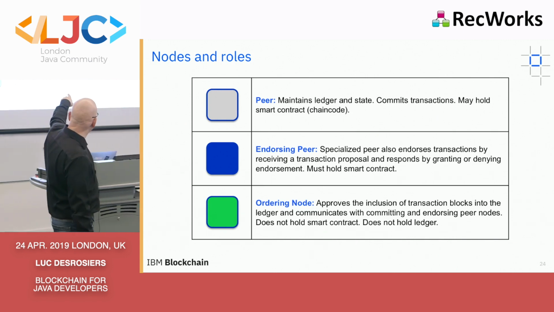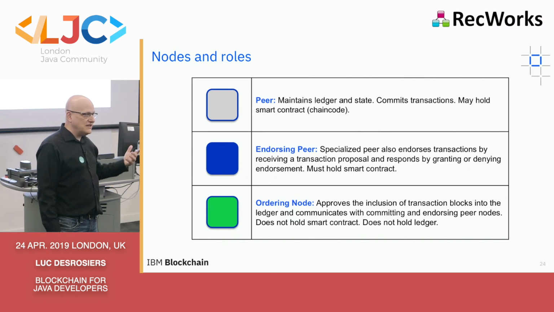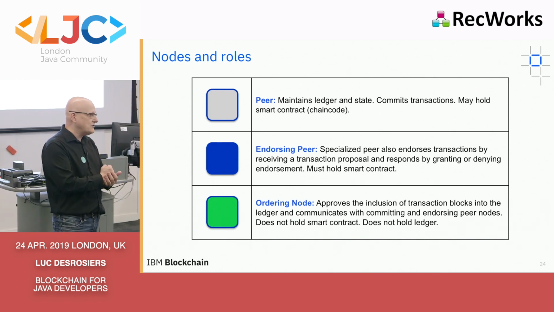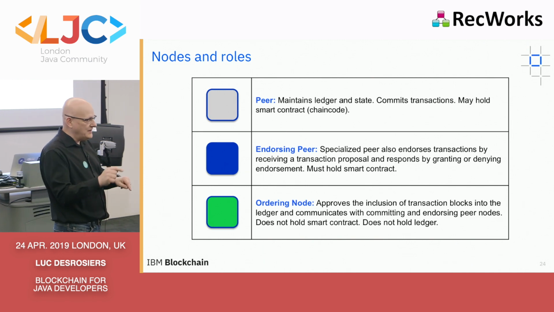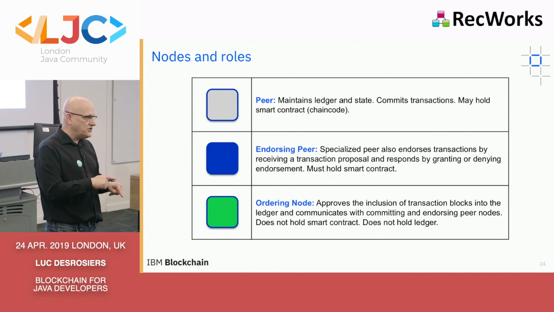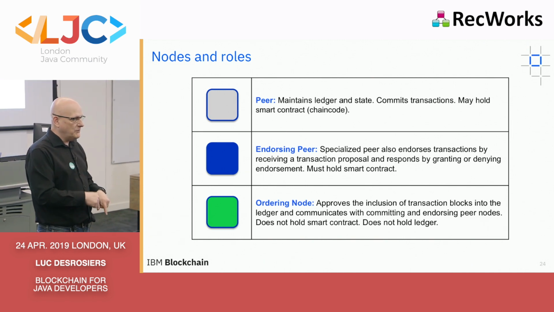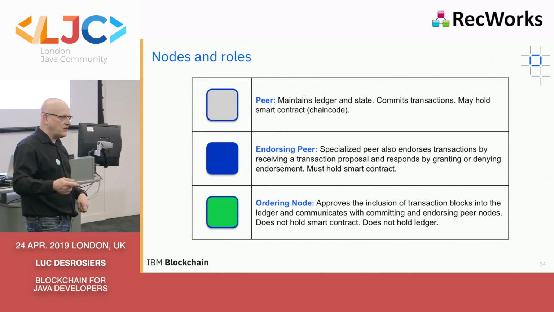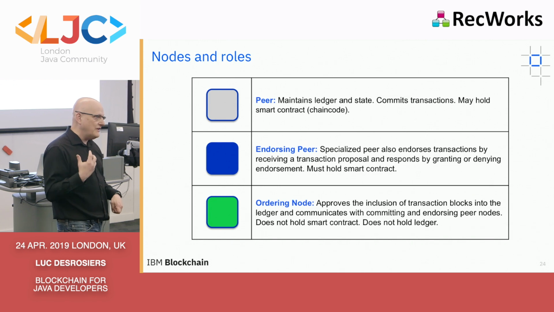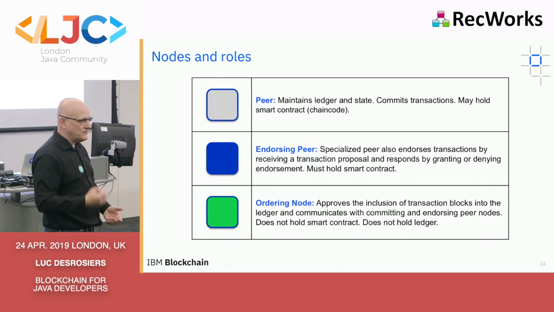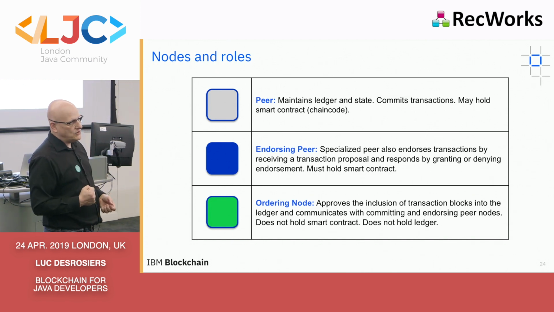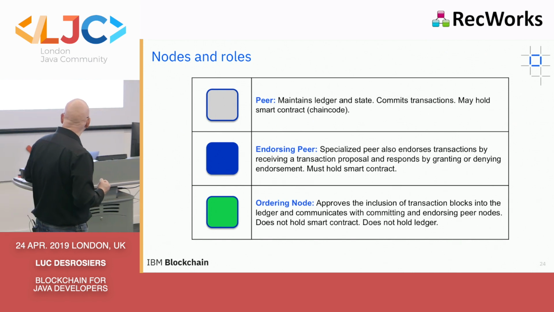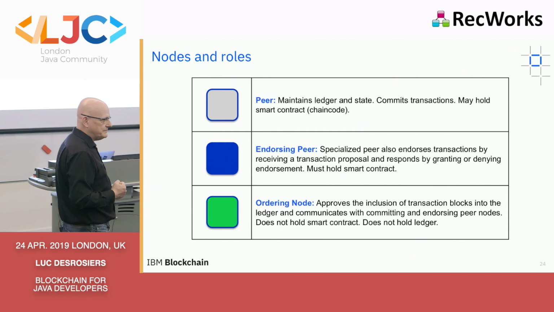As for endorsing peers, an endorsing peer is a peer that will sign transactions. So it's not only adding blocks to its ledger and updating the world state, but it's also running the smart contract. It's the one that runs the smart contract, receives the result, makes sure that the smart contract completes successfully, and then stamps the transaction with the identity of the organization. And finally, we've got ordering nodes.